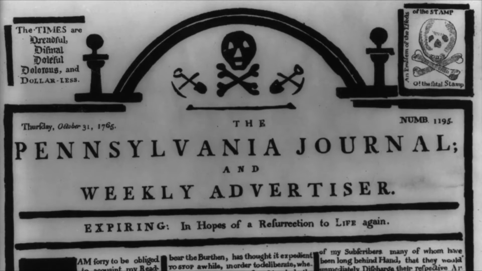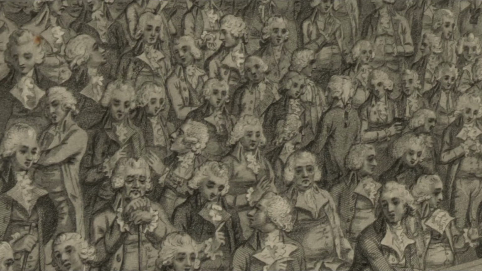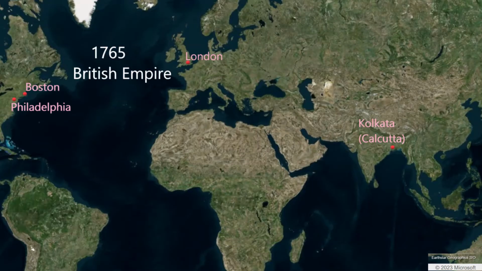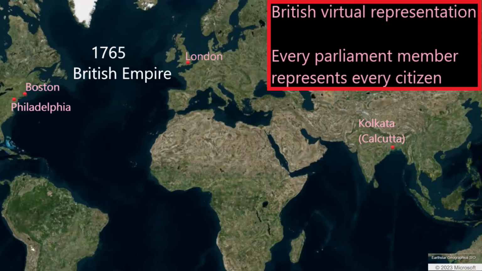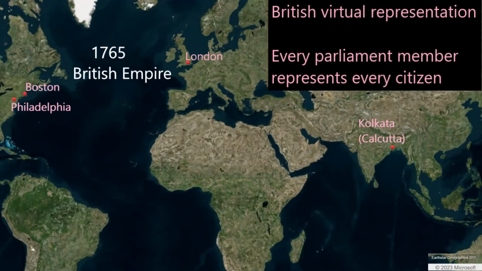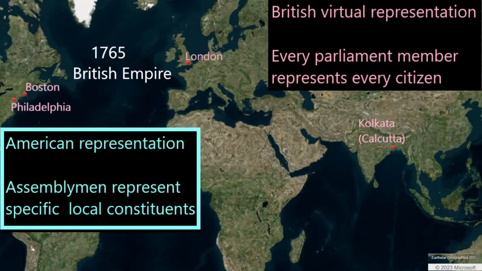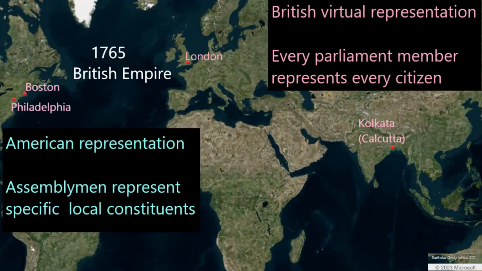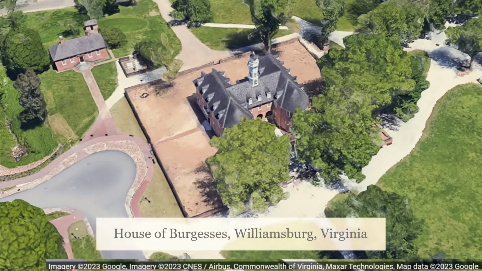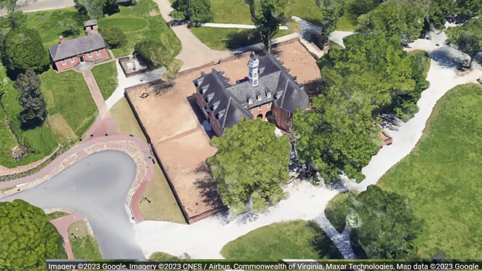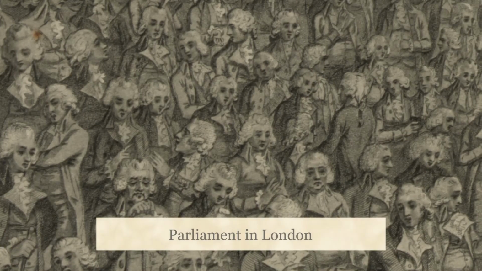In 1765, there is a major philosophical difference in the concept of representation on the opposite side of the Atlantic. In Britain, it was assumed that each member of Parliament represented the interests of every citizen in the whole realm. However, American colonists believed that representation required a statesman appointed from each and every geographic area. Americans increasingly believed that they were properly represented in their colonial assemblies. Parliament was a distant agency removed from their interests.